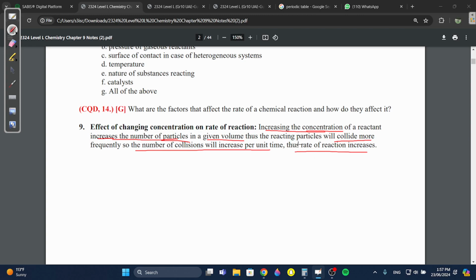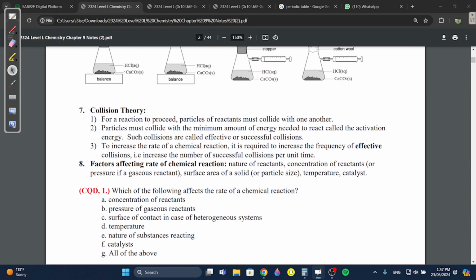You have to write this, okay? Always, always, it has to do with the collisions. They said it here in the collision theory. You might get this also: what is the collision theory? For a reaction to proceed, the particles have to collide, and when they collide, they have to have activation energy. These are called effective collisions if they actually collide with activation energy. If you want to increase the rate and you want more collisions, you need to increase the frequency of effective collisions.